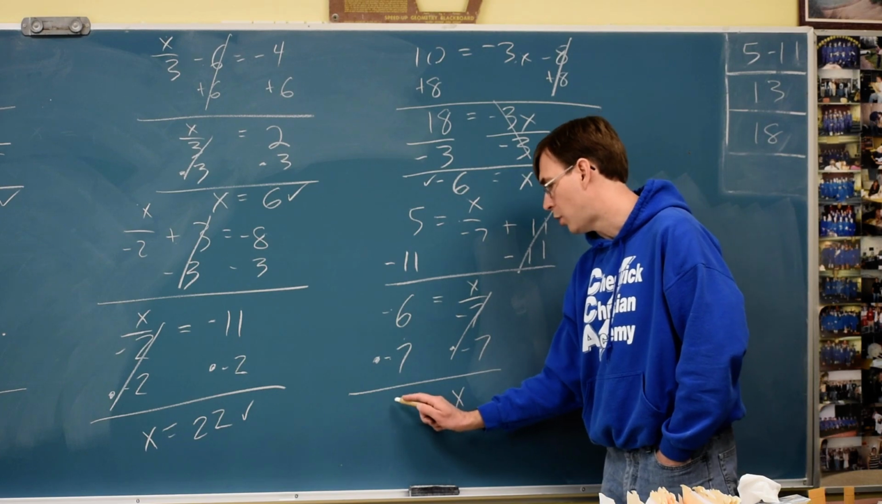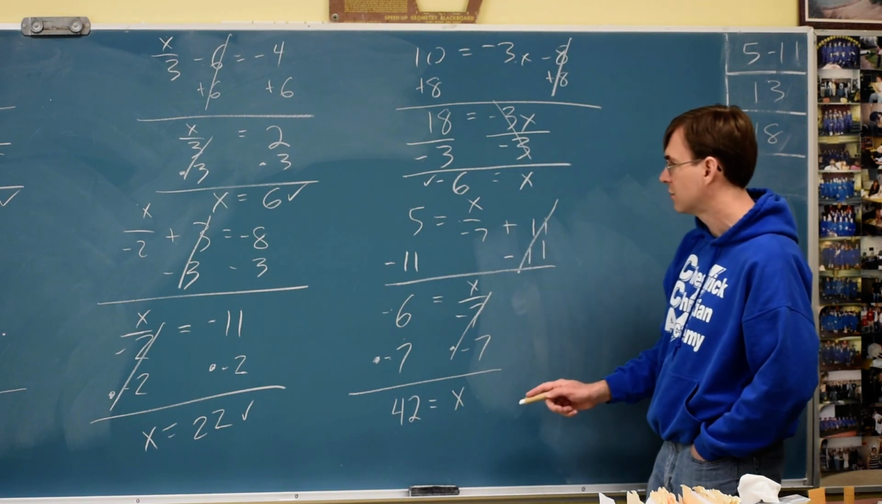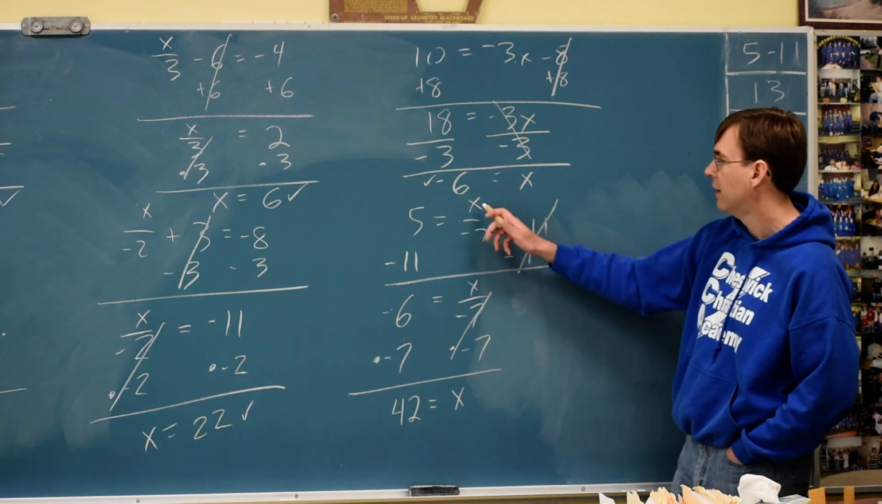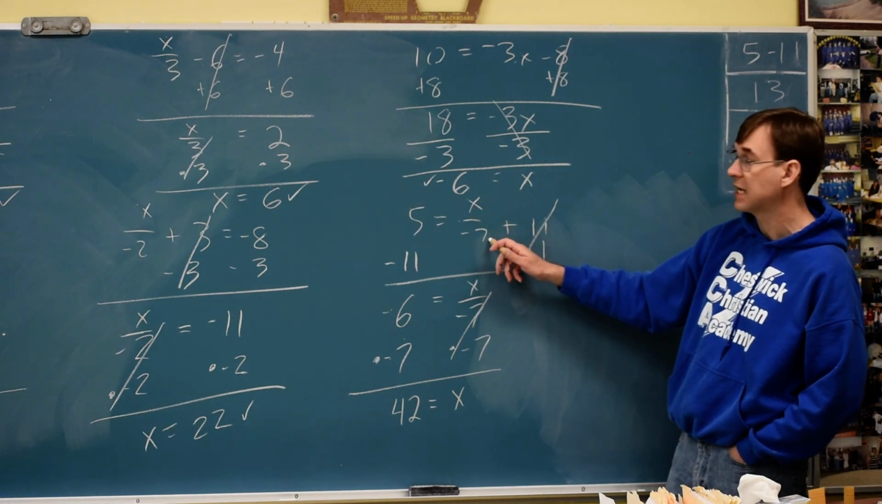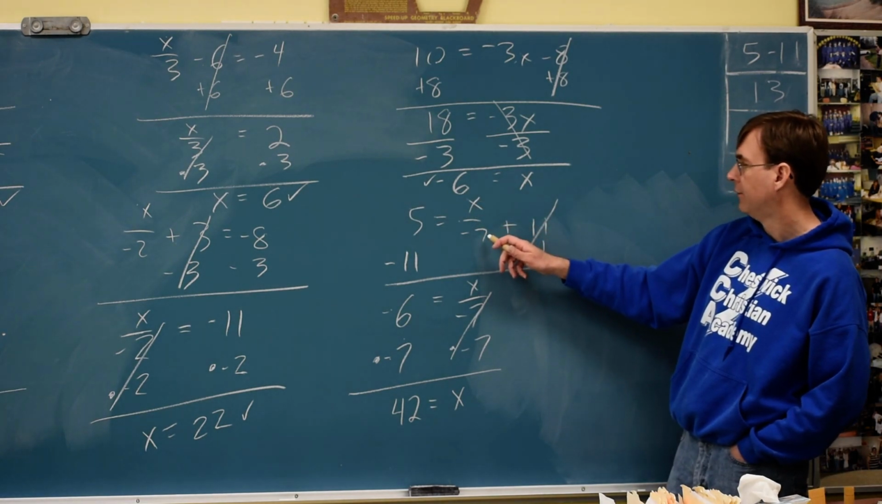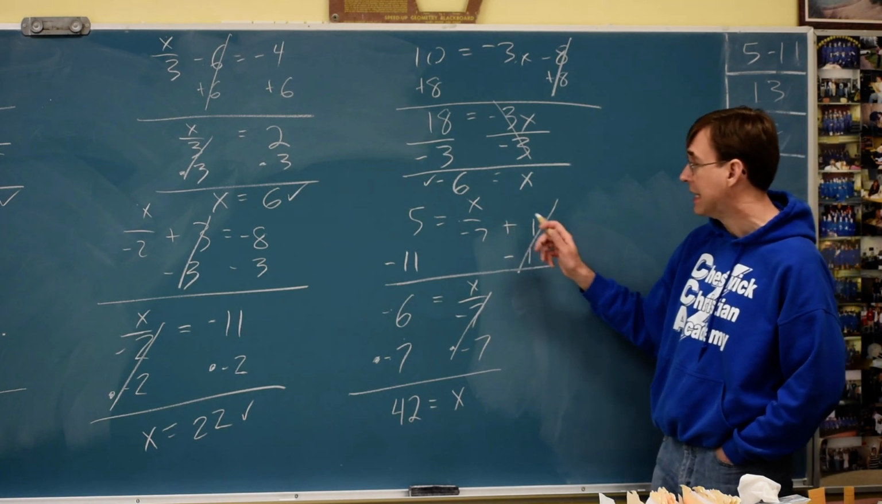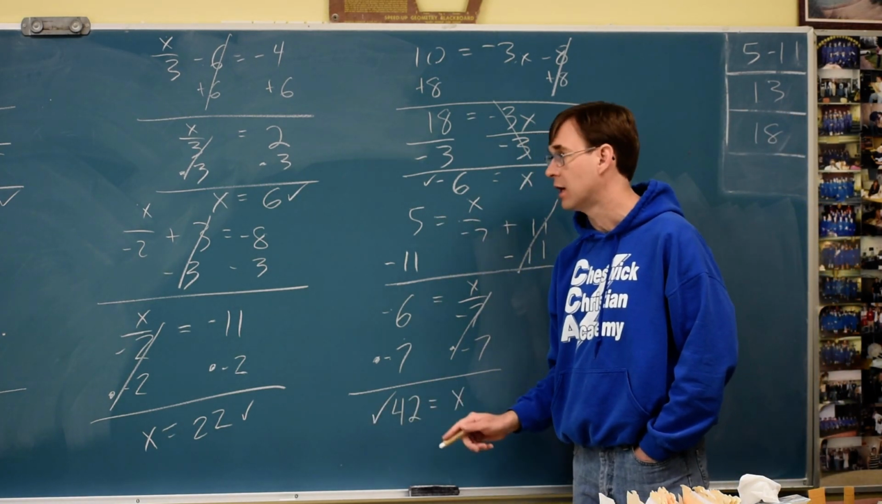Negative times negative is positive. 6 times 7 is 42, and we can check that. 42 dividing negative 7 is negative 6. Negative 6 adding 11 is positive 5. That does work.